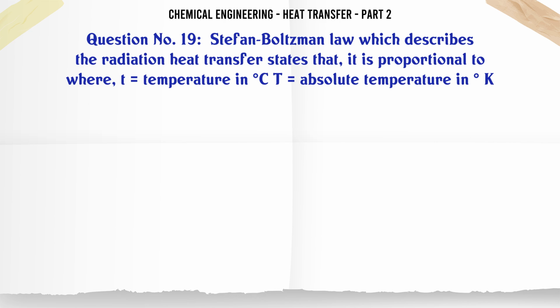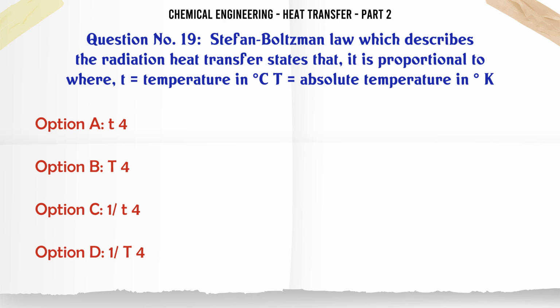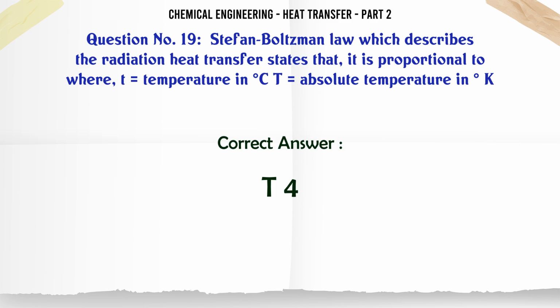Stefan-Boltzmann law, which describes radiation heat transfer, states that it is proportional to T to the power 4, where T is the absolute temperature in K. A. T^4, B. T^(1/4), C. 1/T^4, D. 1/T^(1/4). The correct answer is T^4.